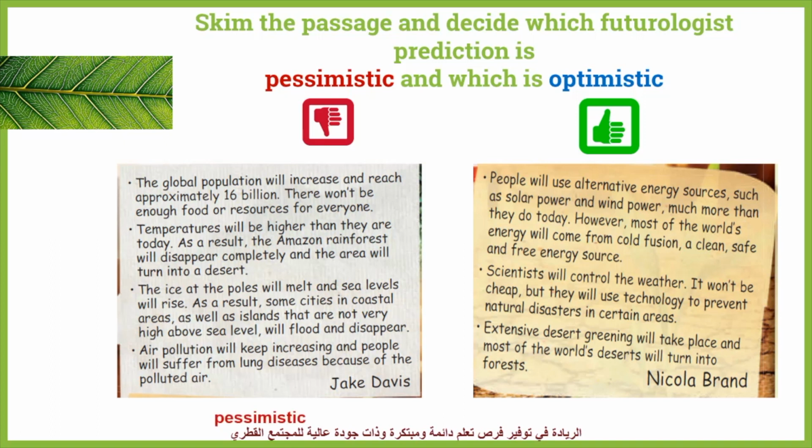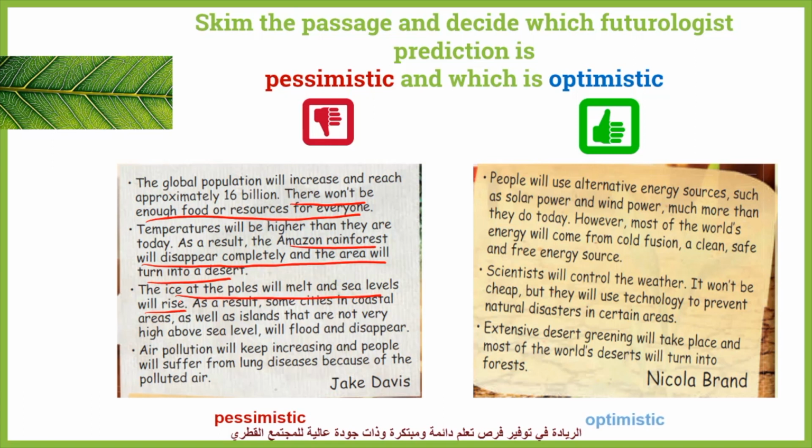Excellent, it's Jake Davis. If you take a look at the passage, he says things like, there won't be enough food and resources for everyone. He also says that the Amazon rainforest will disappear completely and the area will turn into a desert. And he says that the ice poles will melt and sea levels will rise. These are all pessimistic views. Who do you think has an optimistic view?